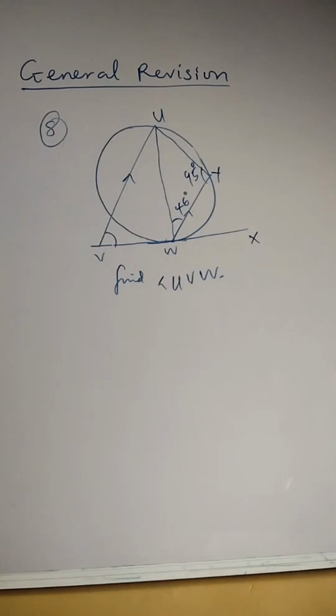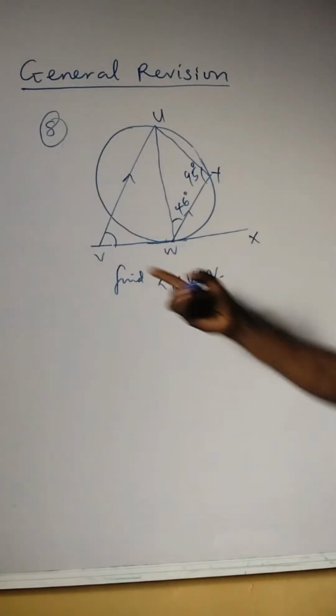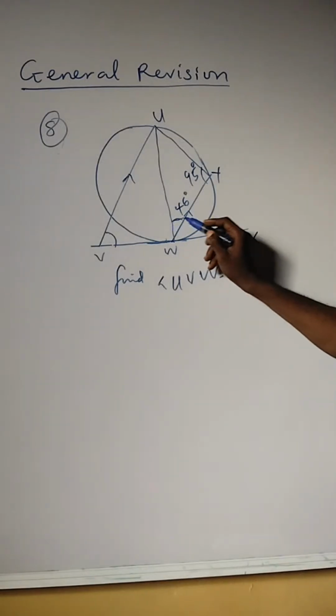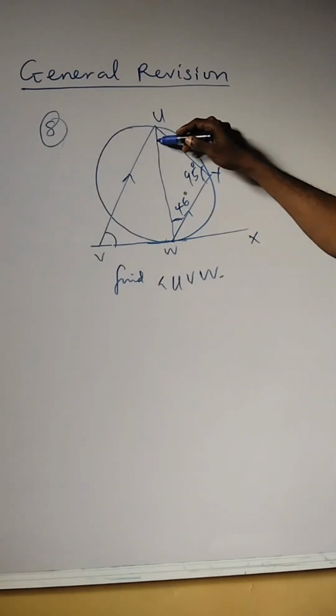Actually, we don't have the center of the circle. The center of the circle is not given. In order to find this angle here, once we are able to get some things first, that will not be difficult. Now, I want us to look at this. We're given this angle and this angle. We can as well get this angle.